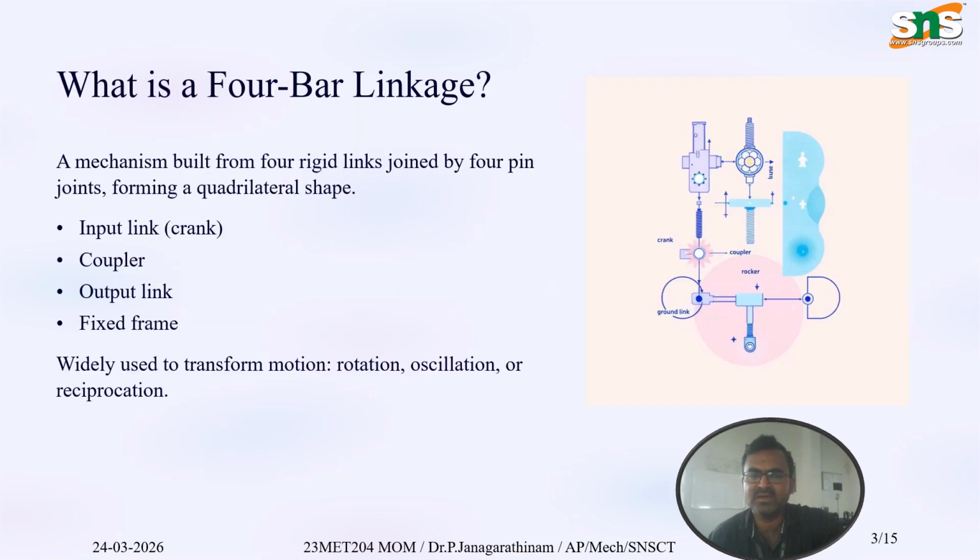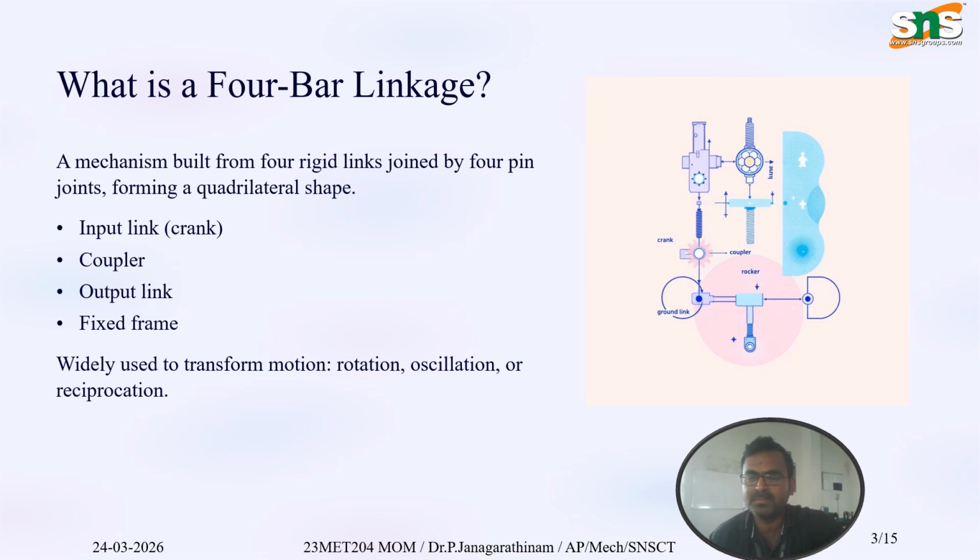So generally, this is what is meant by a four-bar linkage: a mechanism built by using four-bar mechanisms. That means we use four rigid links joined by four pin joints forming a quadrilateral shape, which is applied in locomotive engines and different applications.